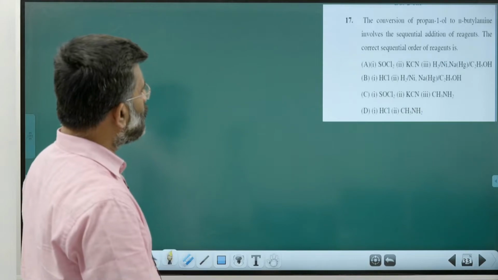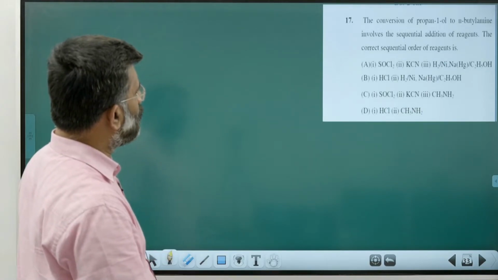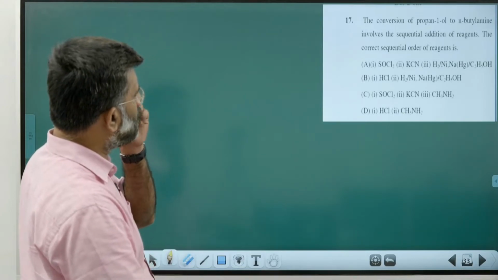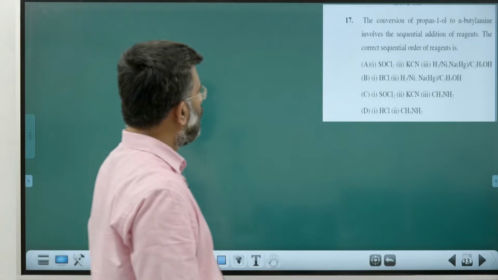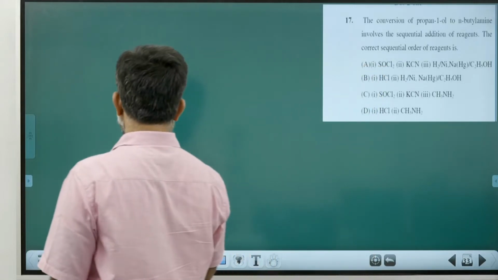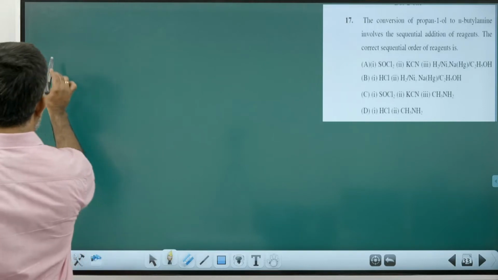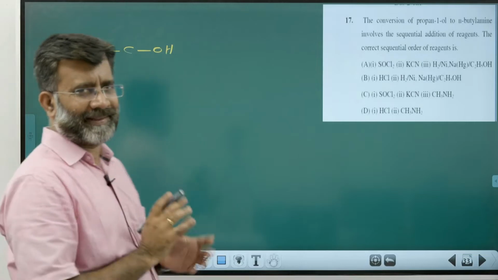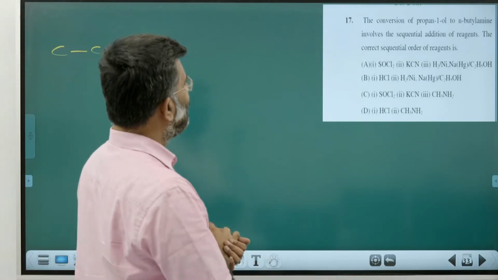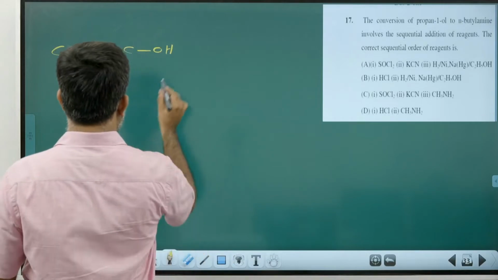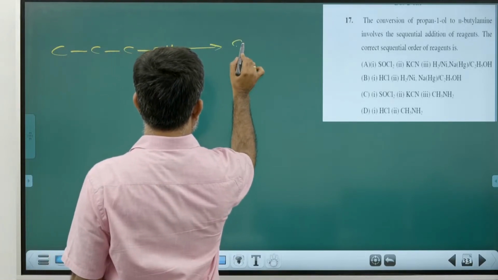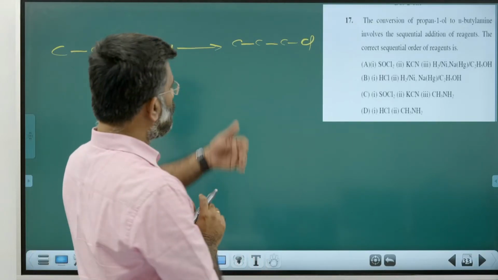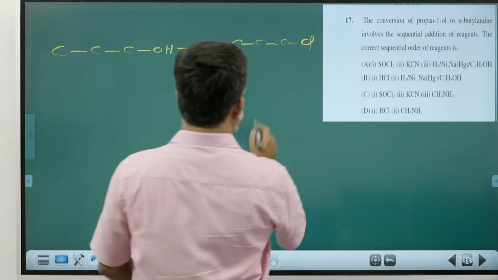The conversion of propan-1-ol to n-butylamine involves sequential addition of reagents. The correct sequential order of the reagents is, let us verify the first one. This is propan-1-ol. I'm just writing the skeleton. It is treated with SOCl2 and you get 1-chloropropane.